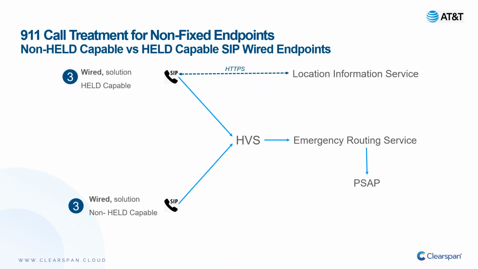911 calls from either category of SIP-wired endpoints will be sent to the AT&T HVS cores and then forwarded to the Intrado ERS. The ERS will select the correct public safety answering point, PSAP, which is the 911 call center, based on the dispatchable location associated with the device.